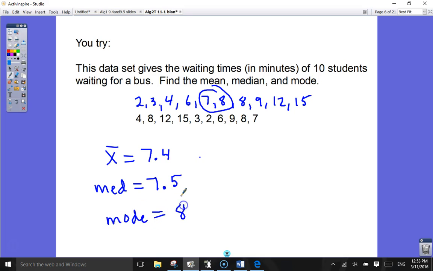8. In fact, you could have more than one mode. You could have no modes. You could have more than one mode. When you have one mode, it's called unimodal, right?